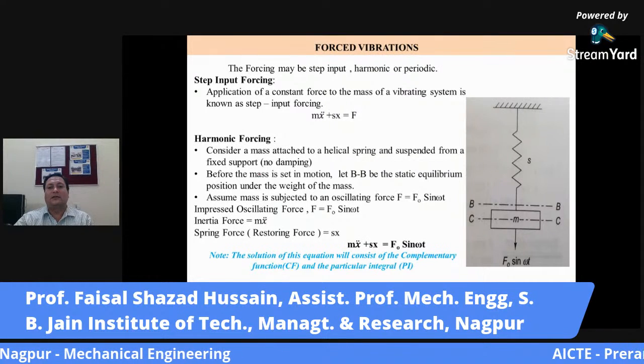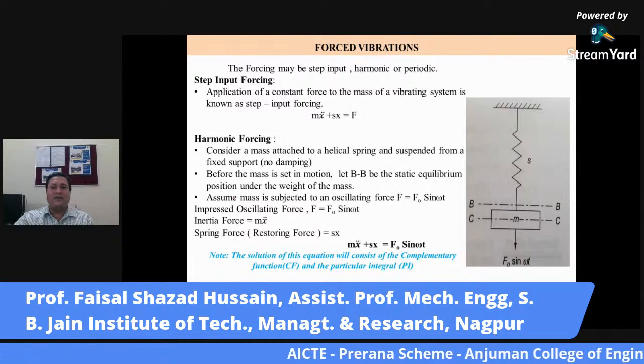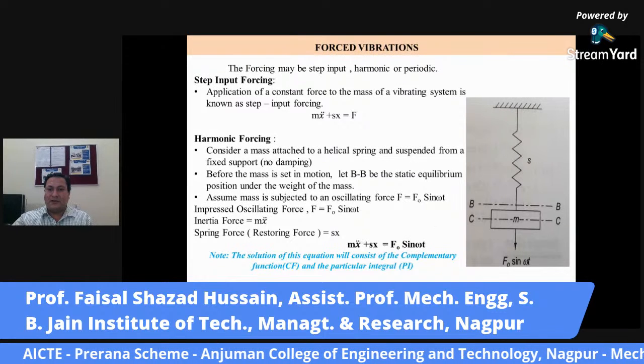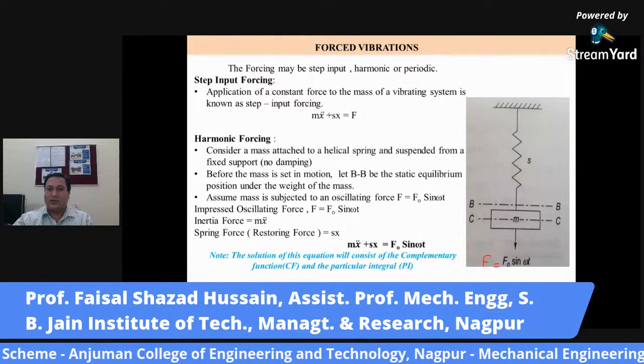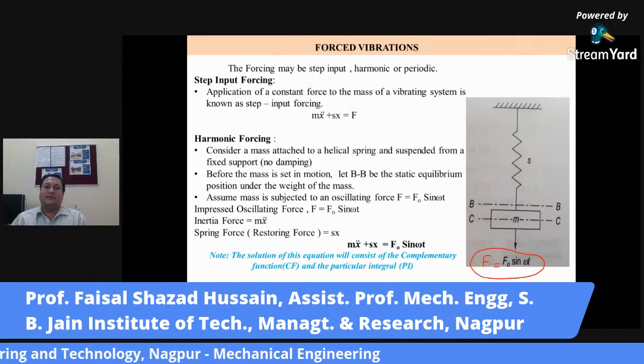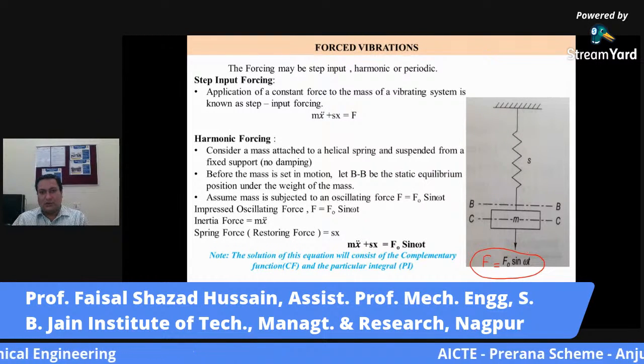harmonic forcing. In harmonic forcing, what happens? An oscillating force. In this figure, you can see that this is the oscillating force F0 sine omega t applied on the system.